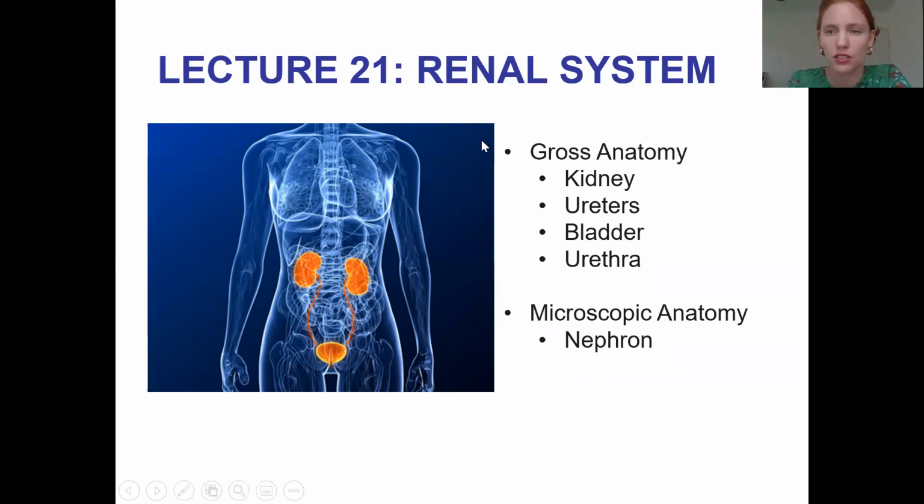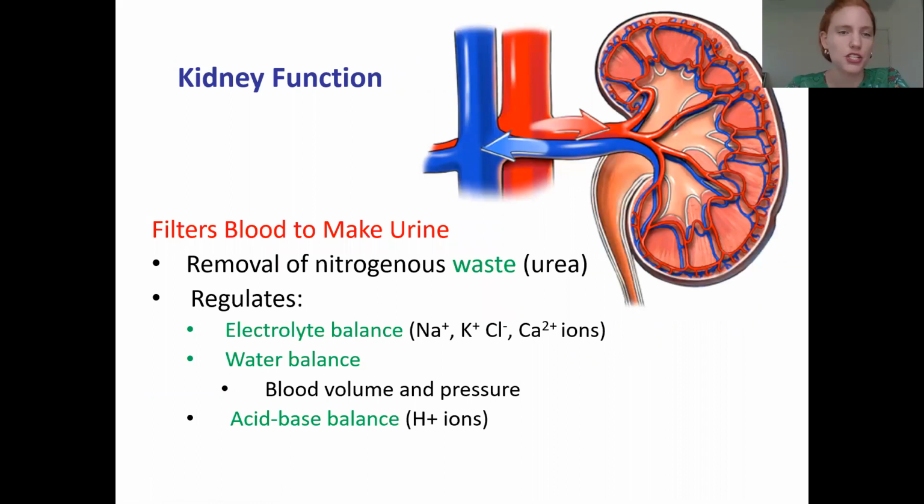Okay, so renal, kidneys. So the first thing I want to do is go through the gross anatomy of the renal system. We're going to talk about the organs involved in the renal system, and then we're going to spend more time talking about the structure of a kidney. So if you section the kidney, what it'll look like. And then I'll do a second lecture on the microscopic structure of the nephron, which is the functional unit of the kidney.